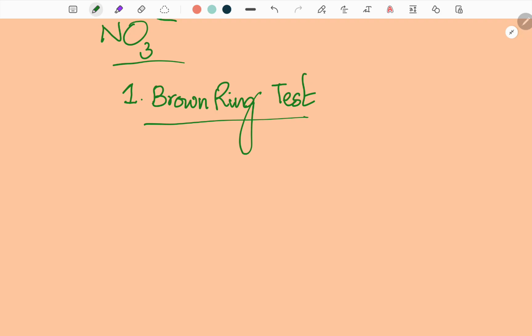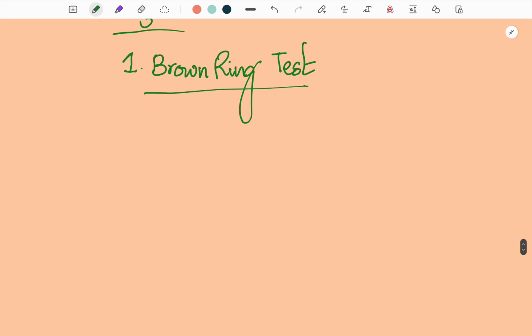Now, this test is actually easy to perform, but you have to be very careful with the way you perform it, because you have to tilt the test tube in such a manner that the concentrated sulfuric acid is added along the sides of the test tube and not directly into the solution. So I will first tell you what the test is, then you will understand it.